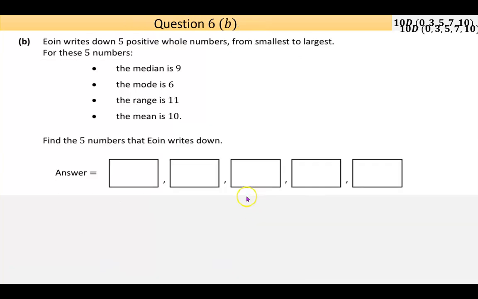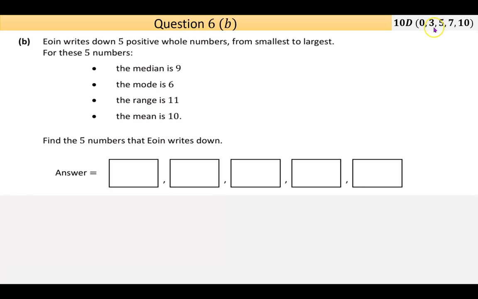Okay, so the next part then, part B, which is a 10 marker, and I find these particularly tricky. It says Owen writes down 5 positive whole numbers from smallest to largest. For these 5 numbers, the median is 9, the mode is 6, the range is 11, the mean is 10. Find the 5 numbers that Owen writes down.